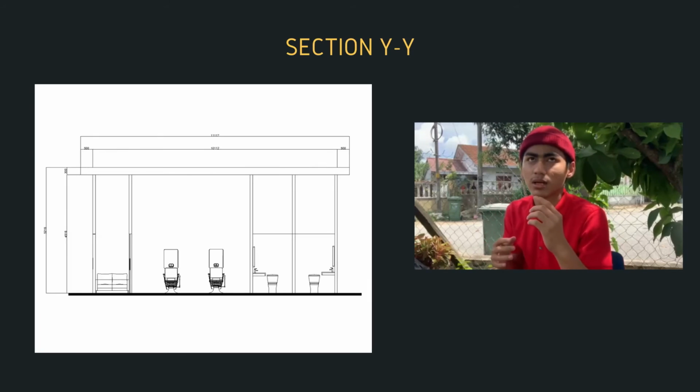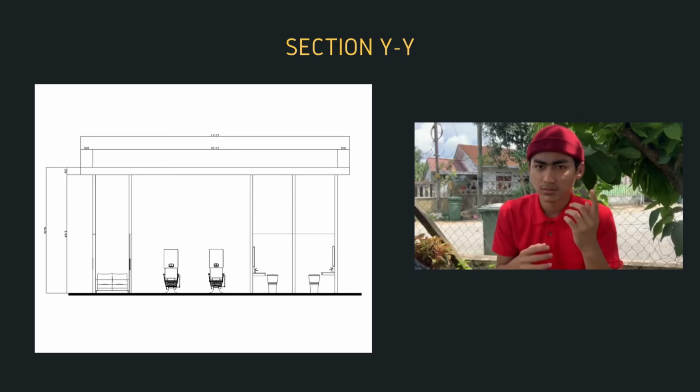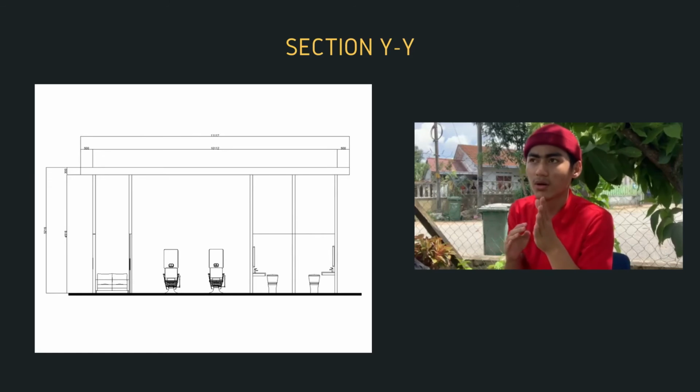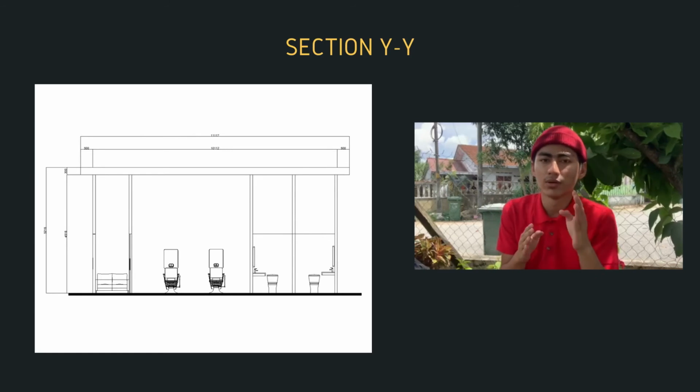So if you're doing a section drawing for a house, you slice in the middle so you can see the interior of the wall, floor and roof and so on. Okay, that's all.